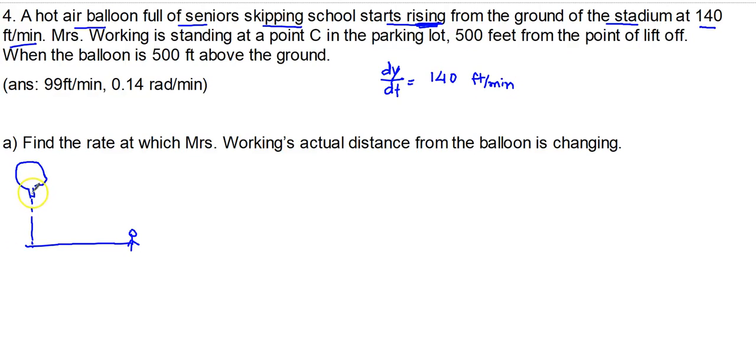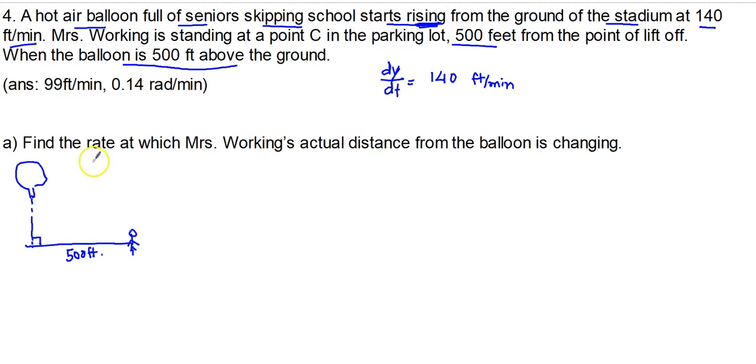Okay, so let's look at this picture. Seniors rising, and this is Mrs. Working, our principal. A few years ago we had her, so I'm forgetting to change this problem. I keep it as it is, that way I remember her. Mrs. Working is standing 500 feet away from the liftoff. When the balloon is 500 feet above the ground, so you should not be substituting this first. This is just the rise when the balloon was 500 feet above the ground. So the assumption is the balloon is rising straight up at 90 degrees.